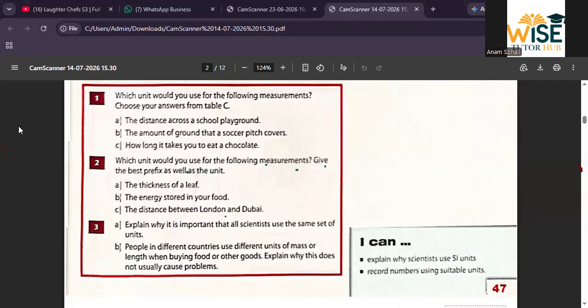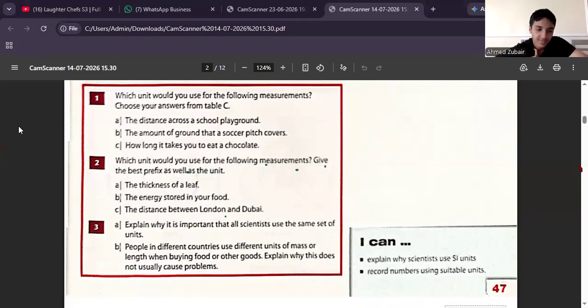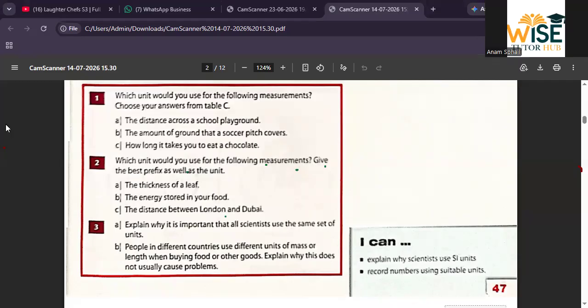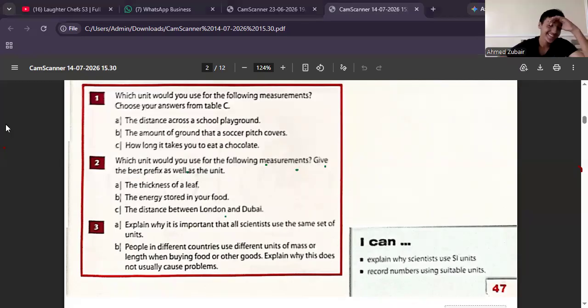Got it? Okay, now people in different countries use different units of mass or length when buying food or other goods. Explain why this does not usually cause problems. Because nobody does experiments on foods.